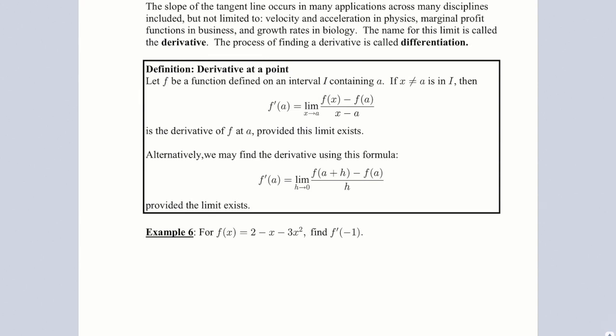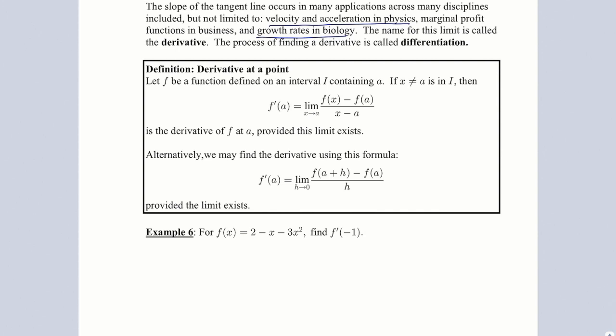The slope of the tangent line that we were computing in the last video can have a different meaning depending on what our function represents. And some of those meanings can be velocity or acceleration in physics, marginal profit functions in business, or growth rates in biology. In this course, we're going to focus more on the velocity and acceleration and growth rates as our applications, and we're not going to focus as much on the business applications, but those functions are more the focus for our Introduction to Calculus course, Math 1120 at our school.